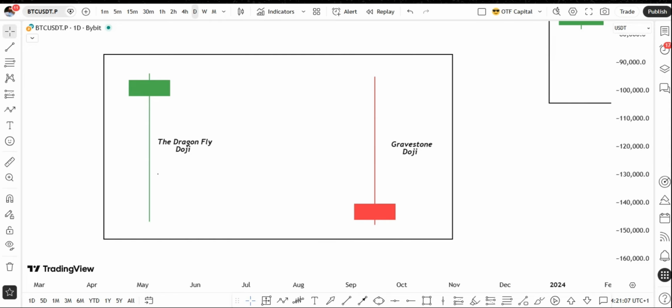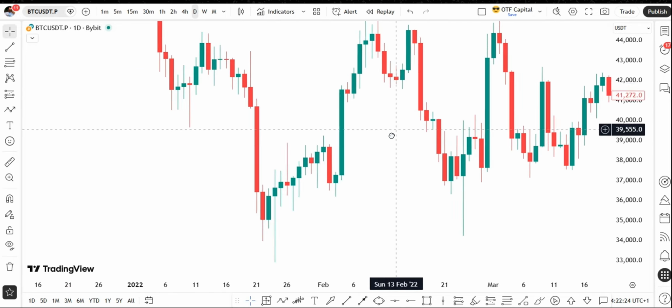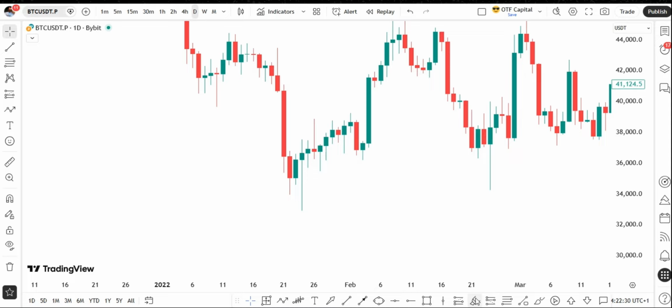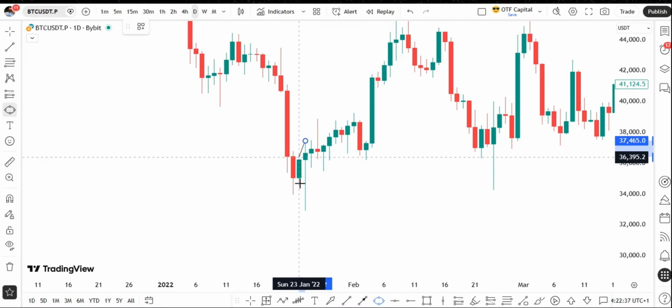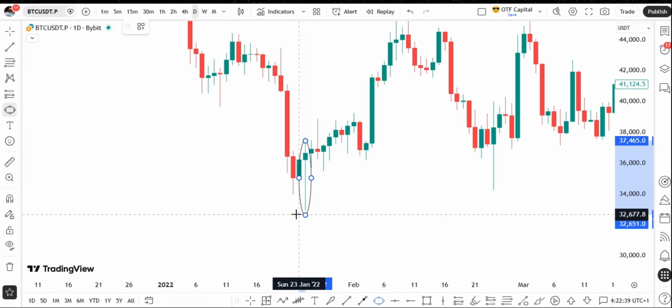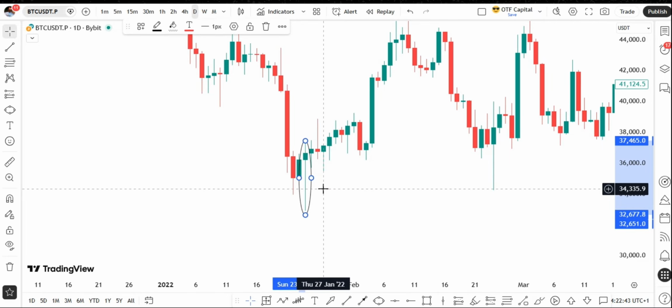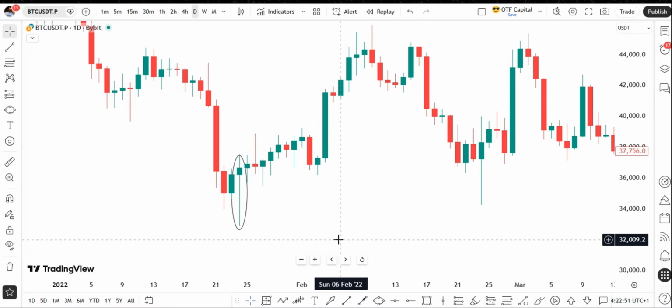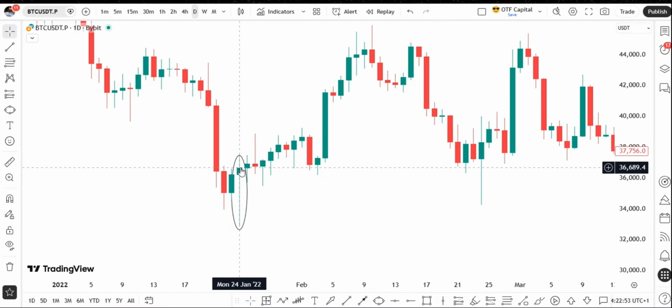Let me show you an example on the chart. This is an example of a dragonfly doji. Look at the wick and the body. The wick is way longer than the body. So the length of the wick and the length of the body are not the same, and price always moves in the direction of the candle body. As you can see here, price moved in its direction because it closed bullish.